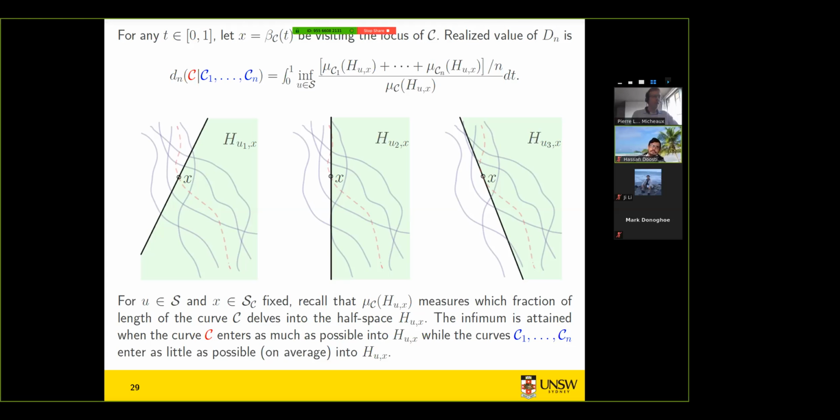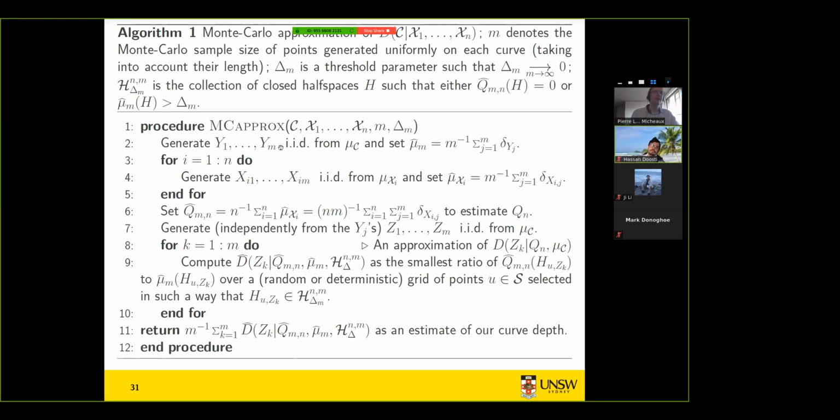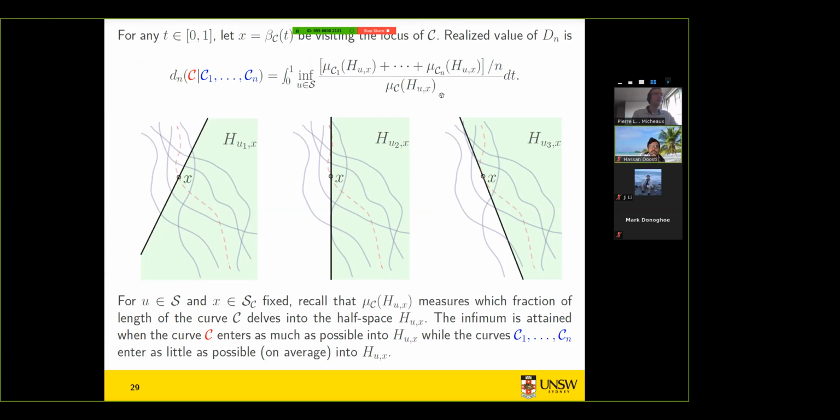Okay, so this is not so easy, and it's only possible to obtain a closed form expression in very simple examples. So to help people use this measure, we produce here a Monte Carlo algorithm. This algorithm has several steps. The first step, step 2, we generate observations, and these observations are used to estimate mu C. So these are used to estimate the denominator here.